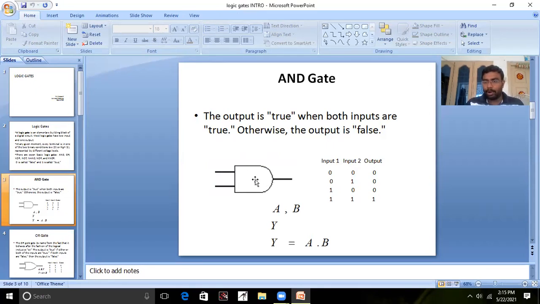The shape of the logic gates should be drawn properly in the logic circuit. If you change the shape, automatically the meaning of the entire circuit will change. Keep that in mind. The shape of the logic gate should be drawn properly.